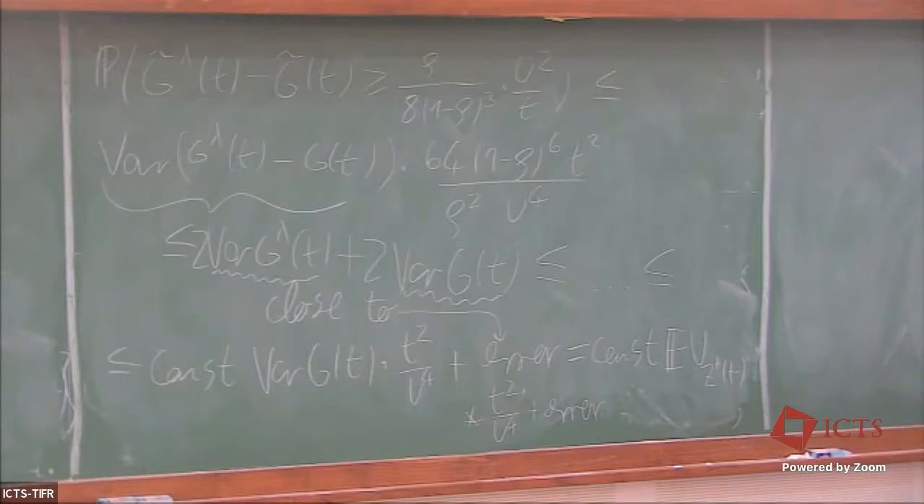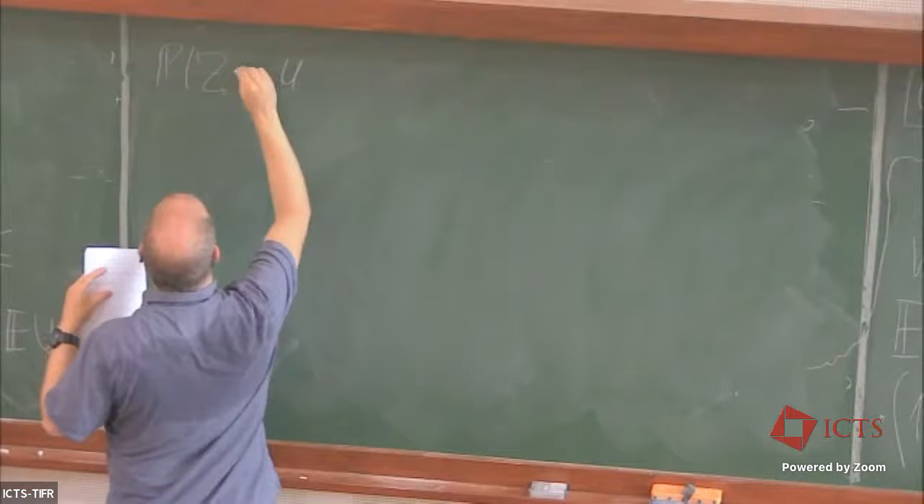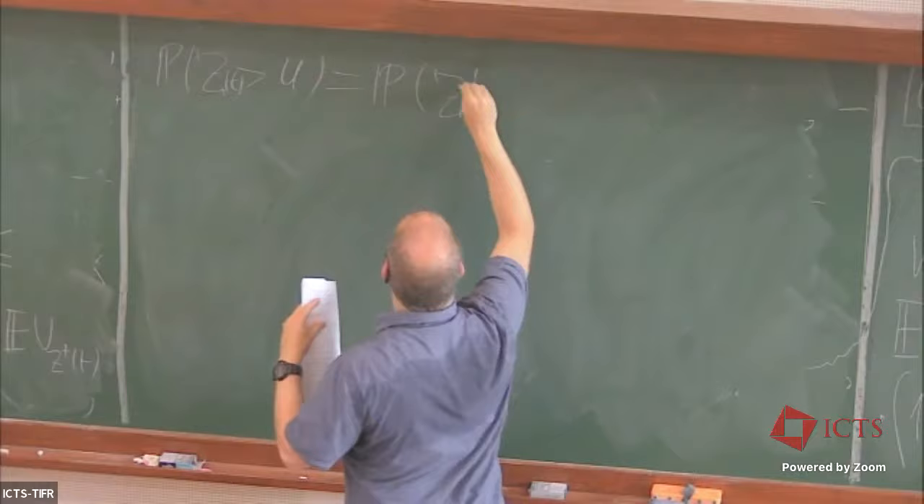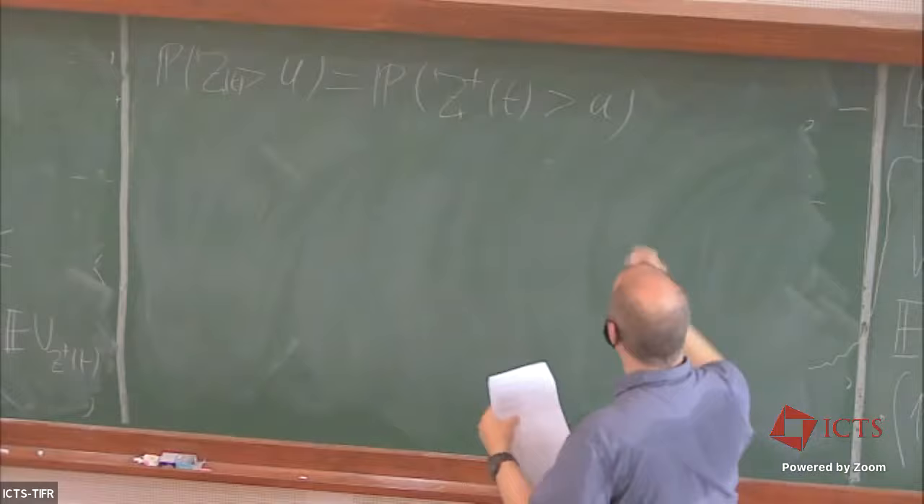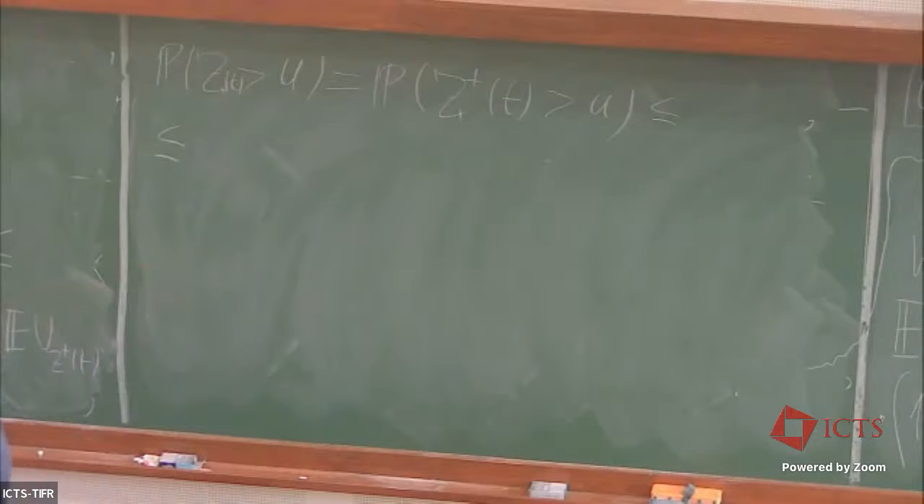So let's collect everything, and I'm almost done, which is good because I don't have much time. The probability that Z plus is bigger than U is of course the same for a positive U, the probability that Z plus is bigger than U, right? This is smaller than or equal to the sum of these two terms. So that term and this term, according to what you just did.